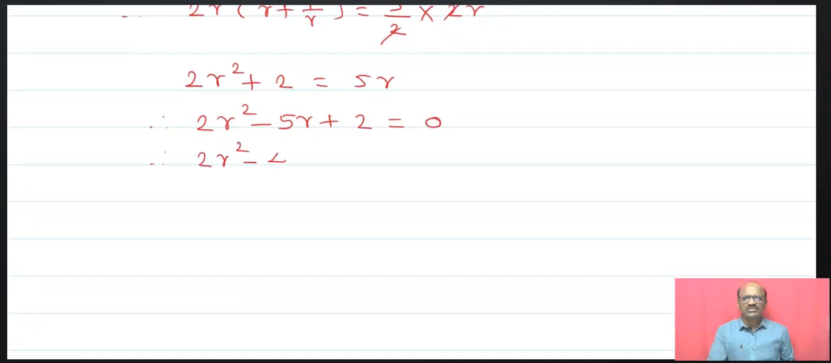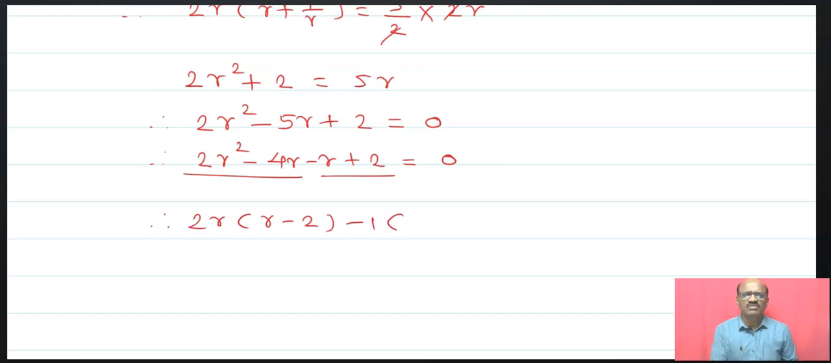And now to solve this quadratic equation, your 10th standard job, that is 2 into 2, that is 4. Now, what are the two numbers whose multiplication is 4 and sum is minus 5? That is minus 4 and minus 1. Minus 4 into minus 1 is plus 4, and their sum is minus 5. And that's why, now see this, this is the simple quadratic equation.